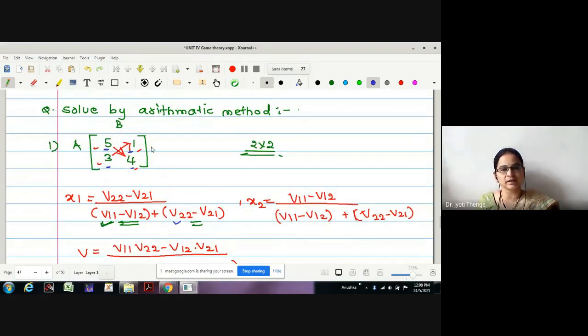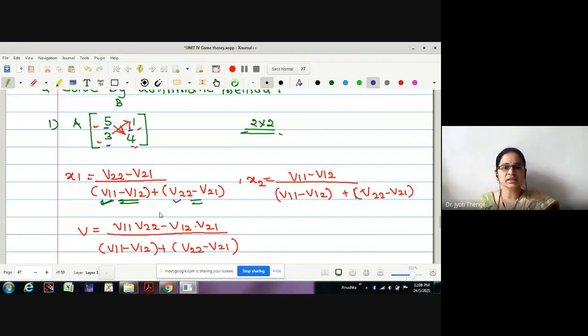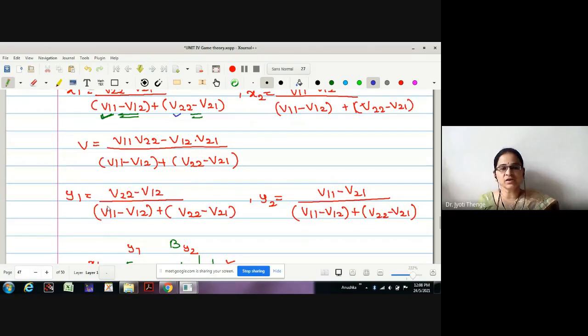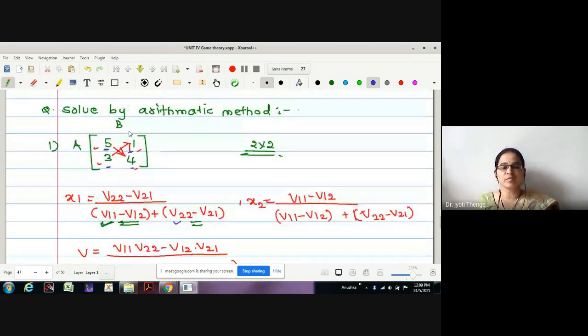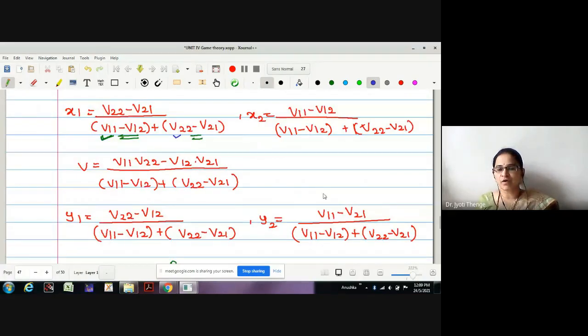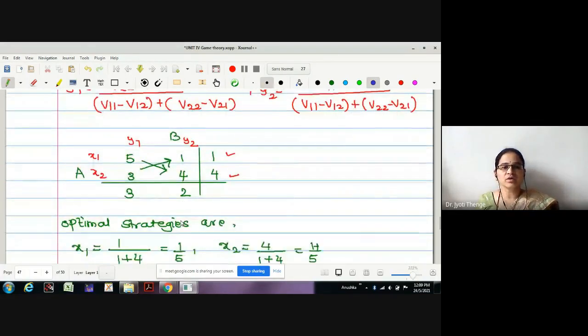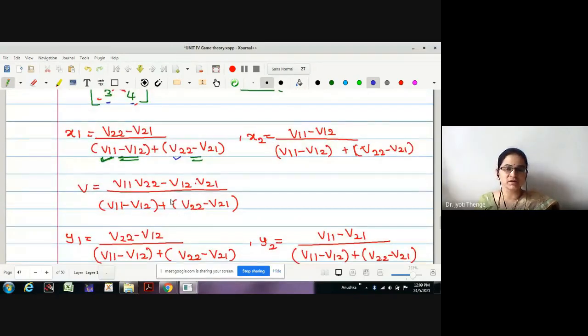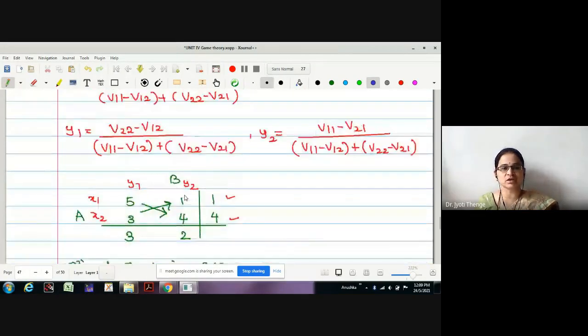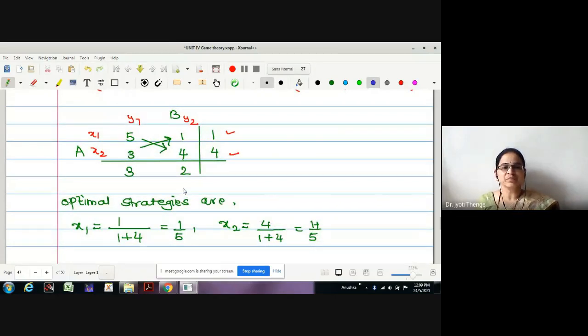If a 2 by 2 type game is given to us for the players A and B, then these are the formulas we have derived, which give us the values of the probabilities of activities for player A, x1 and x2, and V gives us the value of the game. Similarly, y1, y2 are the probabilities of the activities played by player B. It may be difficult for you to remember the formulas and just execute them, so we dealt with the shortcut method.